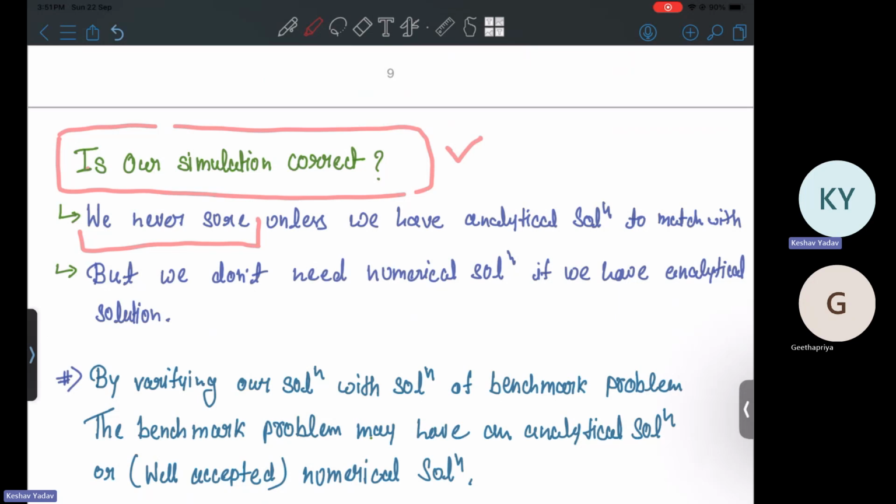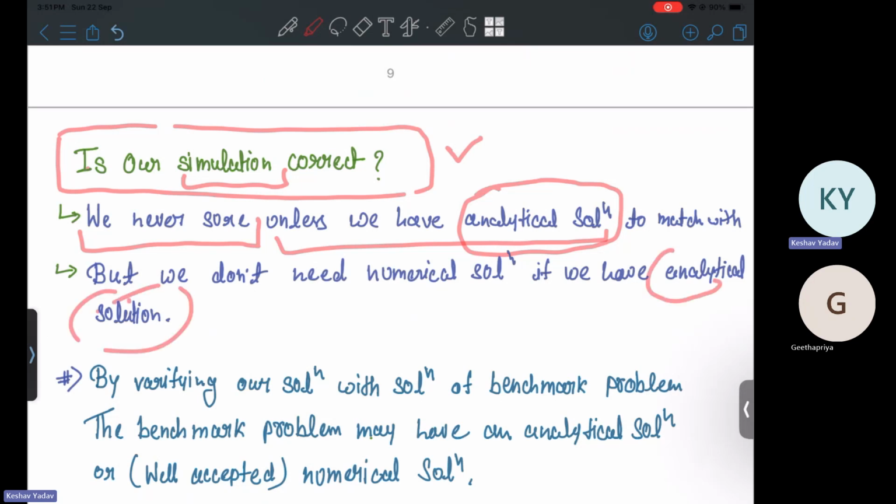We are never sure unless we have the analytical solution to say whether our simulation is correct or not. Unless and until we have the analytical solution, we cannot say whether our simulation is correct or not. But the thing is, if we have the analytical solution, then there is no need to go for the numerical solution. If we are able to get the analytical solution, why would we go for the numerical solution?